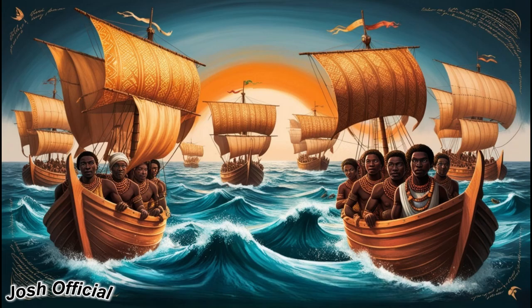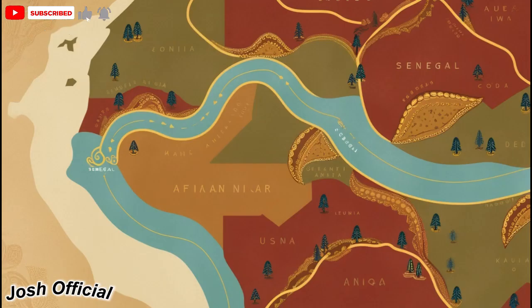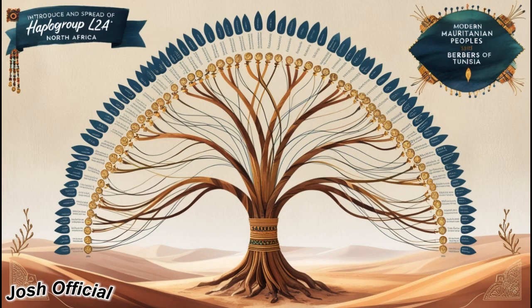Around 18,000 BP, Mende people, along with Gambian peoples, grew in population size. In 15,000 BP, Niger-Congo speakers may have migrated from the Sahelian region of West Africa along the Senegal River and introduced haplogroup L2a1 into North Africa, resulting in modern Mauritanian peoples and Berbers of Tunisia inheriting it.